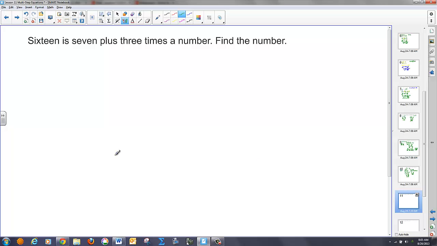Next, it says 16 is 7 plus 3 times a number. And I want to find the number. The keyword in this case is "is," and that's our equal sign. So it says 16 is 7 plus 3 times a number. I'll use n for the number. So here's our equation. I have to undo the constant term first because I have my multiplication here. I'll add a negative 7 to both sides.